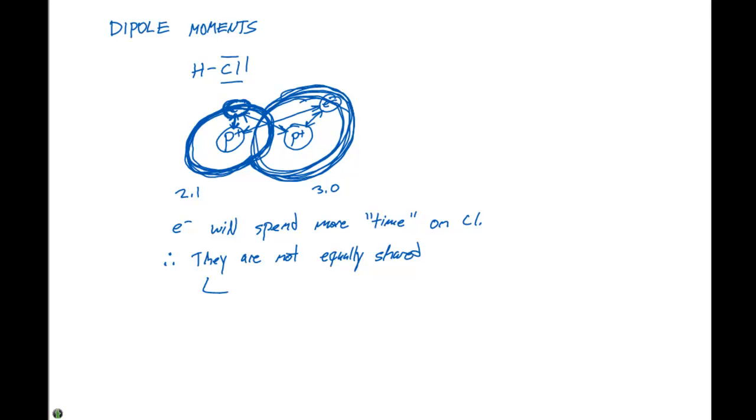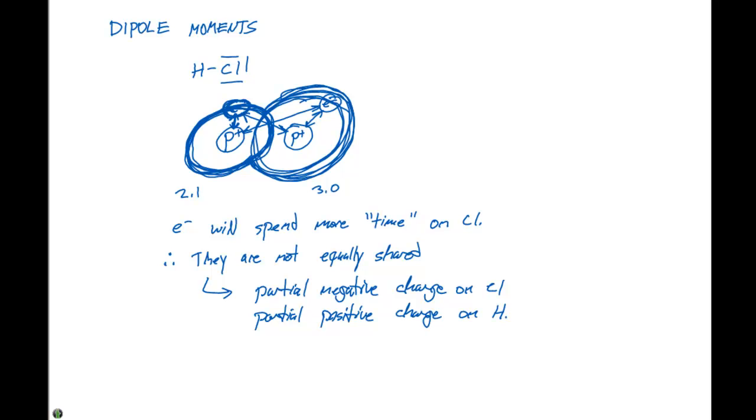And this is going to lead to a partial negative charge on the chlorine and a partial positive charge on the hydrogen. And this is what leads to our polar covalent bond. And we can denote this by using a little delta symbol, where we have a delta positive and a delta negative.